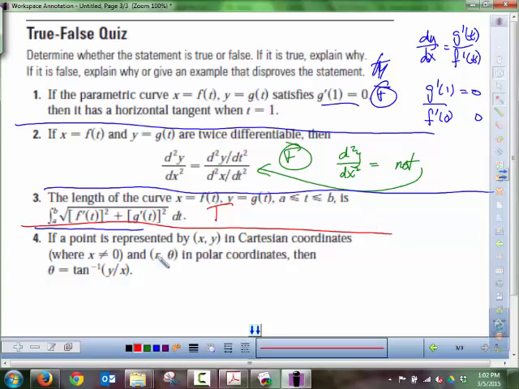If a point is represented by x, y in Cartesian coordinates where x is not equal to 0 and r, theta in polar coordinates, then theta is equal to the tangent inverse of y over x. Is this true or false? Who said false?